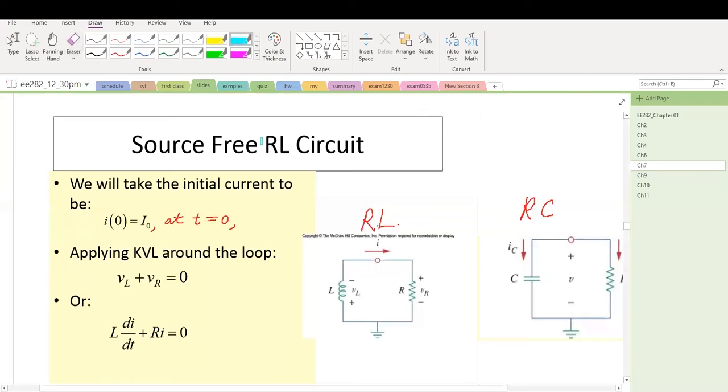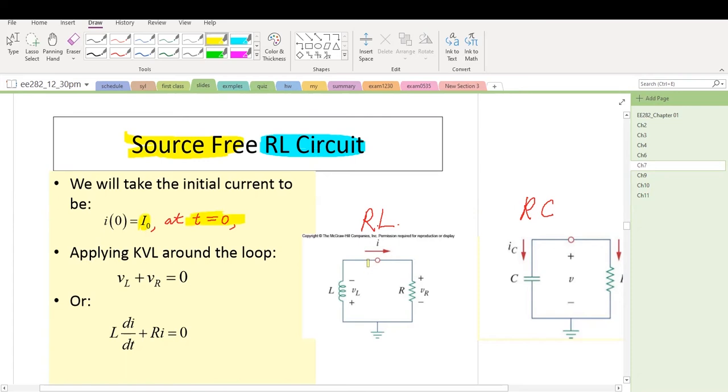In this video, we look at RL circuit. First of all, we look at a source-free RL circuit. In this case, there's an initial current flow through the inductor equal to I0, which means that at time equals 0, there's an initial current I0 in the inductor.